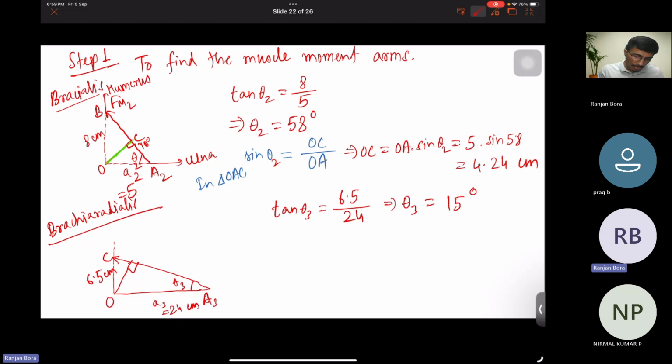So if we represent it with OD, how much will be OD? It will be OA3 into sin theta 3. OA3 is 24. It is coming 6.27 centimeter. Okay, the moment term for brachioradialis is also found.